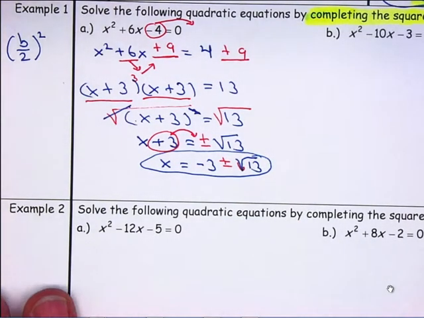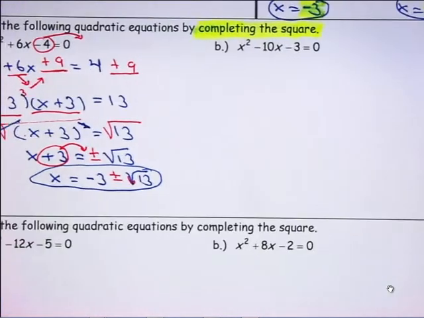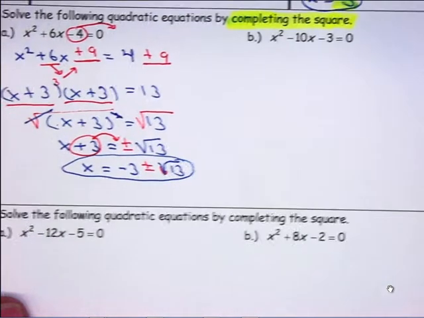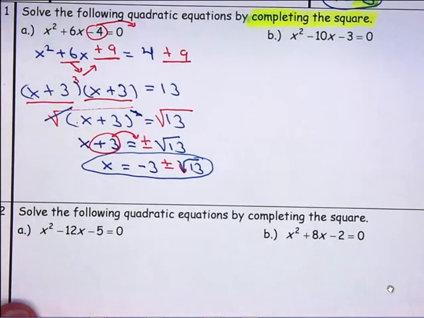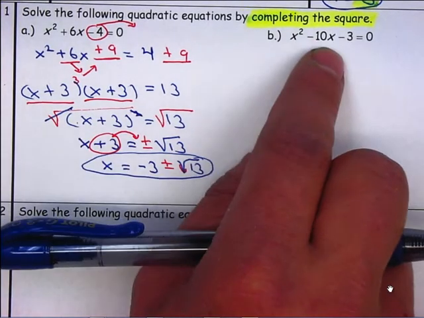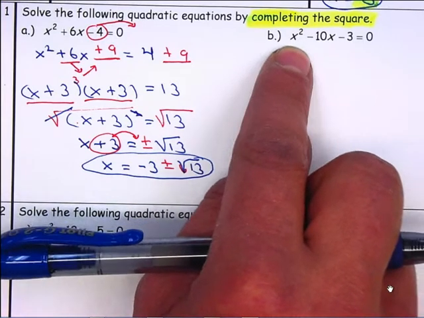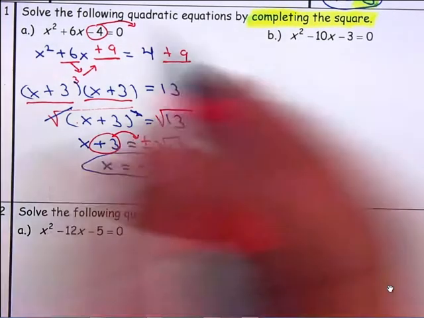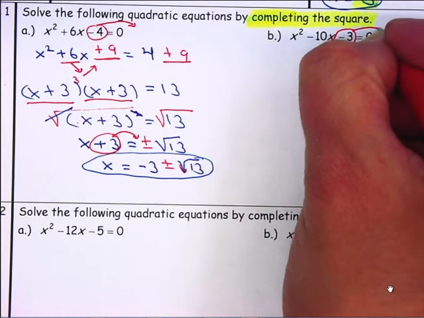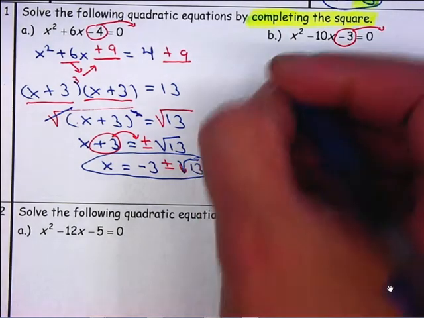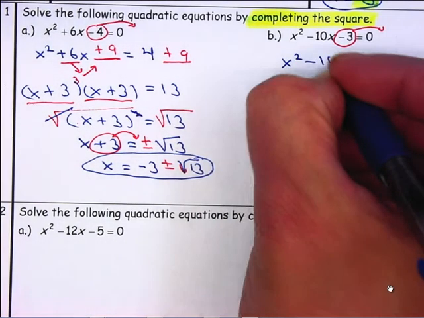Let's try one more example together. Letter B. First, you want to make sure that you keep your x's on the left, and your number, negative 3, move it to the right hand side, becomes a positive 3. You have x squared minus 10x.